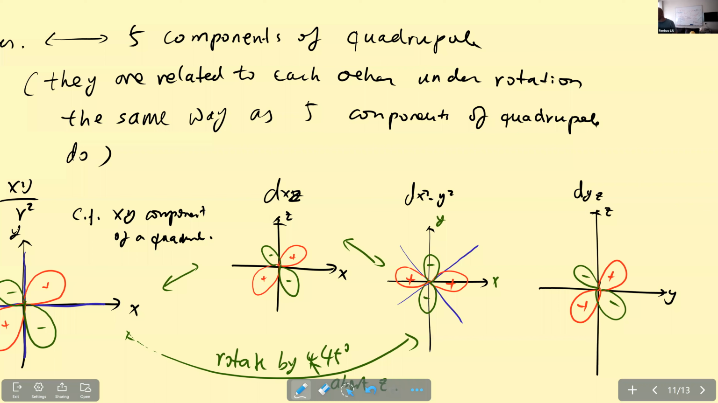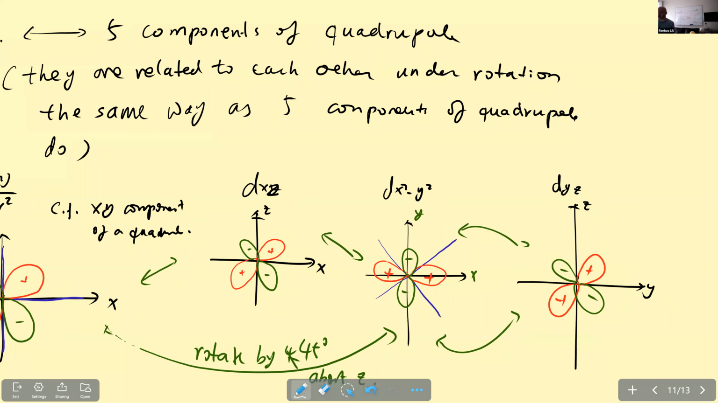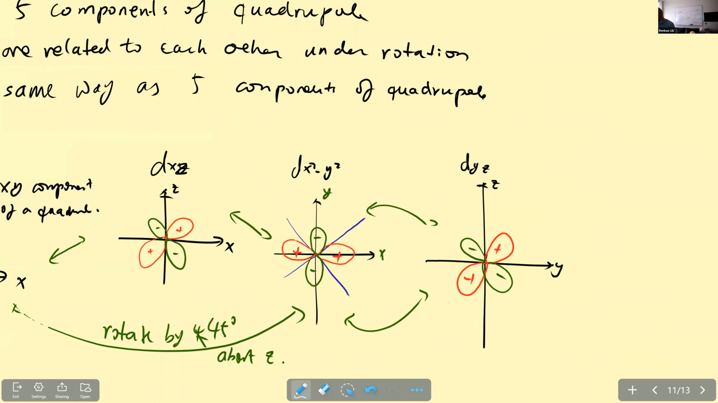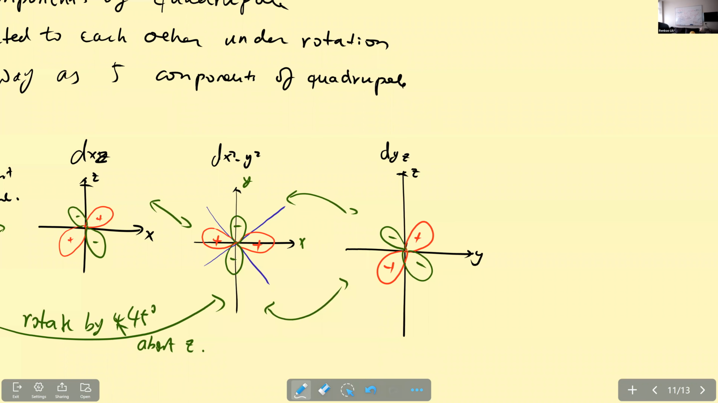Okay. So all of this one can be related by the rotation. Okay. So you can go from this one to this one, or you can go from this one to this one. Okay, so just by rotation, okay. But there's another term that cannot be related by the rotation, okay. That's a d z squared.